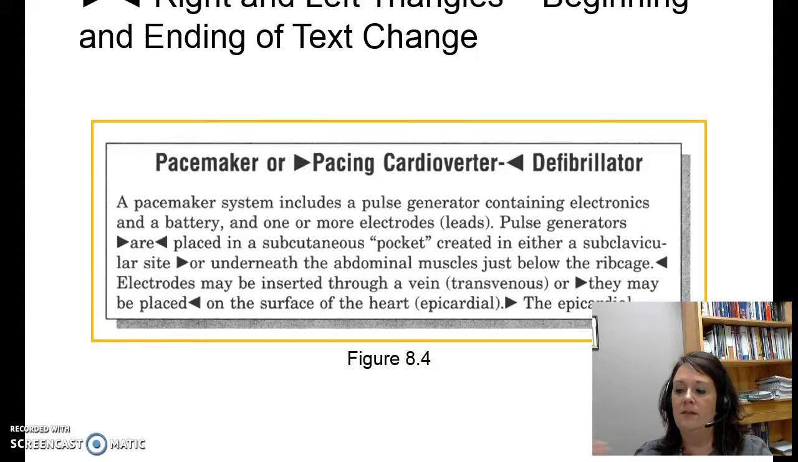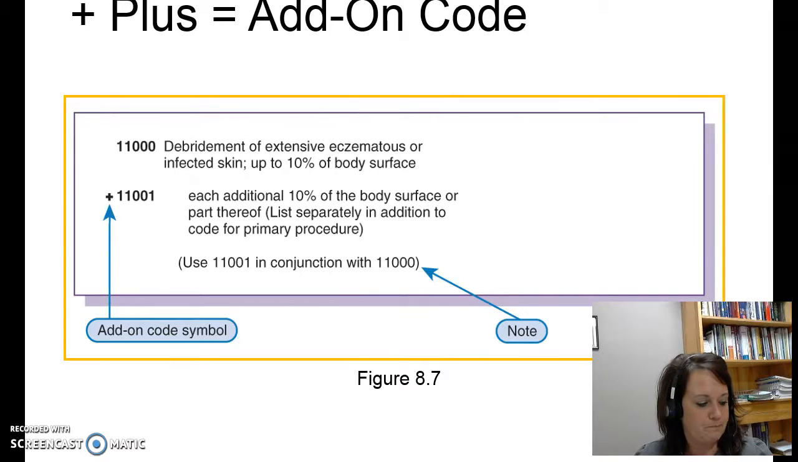The right and left triangles that face each other are the beginning and the ending of a text change. The year before, this section said pacemaker or defibrillator, and they inserted pacemaker or pacing cardioverter/defibrillator. Then down in the paragraph, they give an example of a change as well.